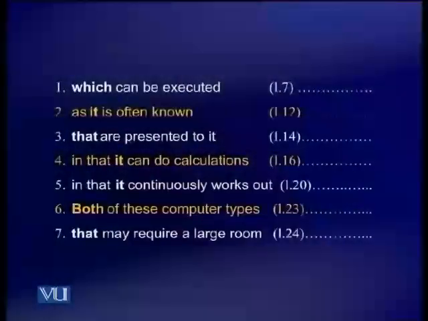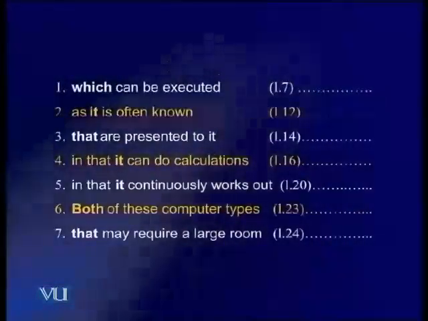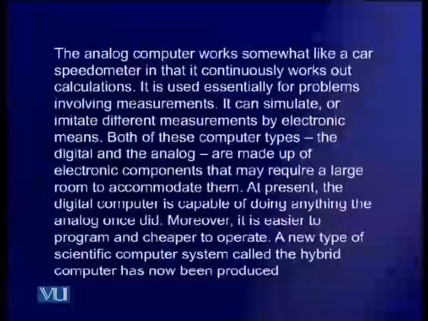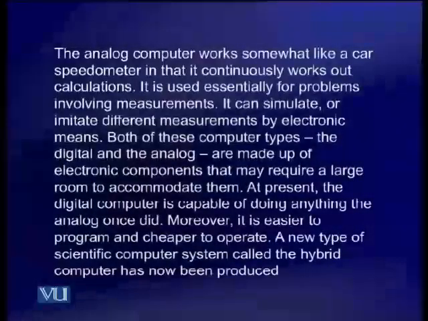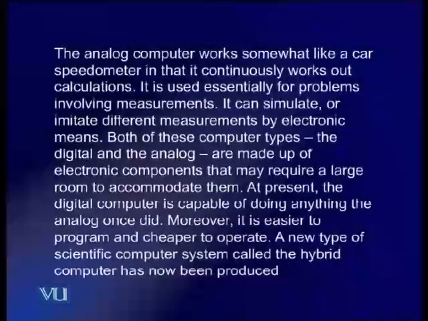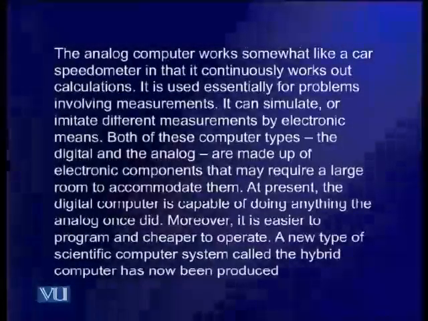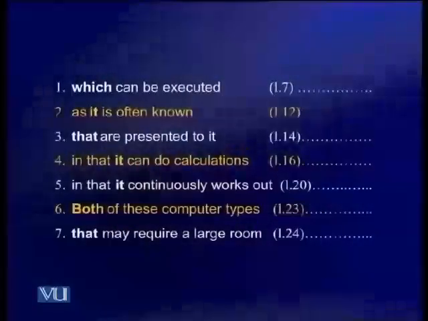Now let us look at number 6. And again, it is paragraph 2. The second paragraph is fairly long. I'm sure you've noticed that. Number 6, paragraph 2. Both of these computer types. The word both in this phrase refers to digital and analog computers. That was easy.